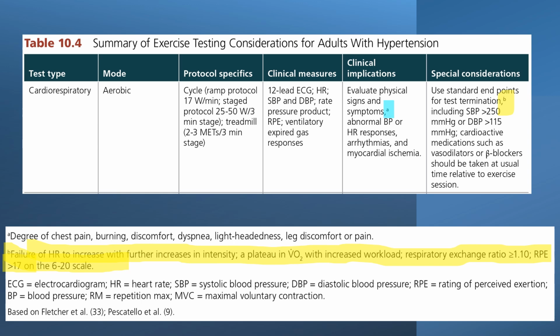When do you quit? You quit if the heart rate doesn't go up, the respiratory exchange ratio is greater than 1.1, or the RPE is greater than 17. We also have our standard systolic and diastolic blood pressure medications with us to keep in mind.